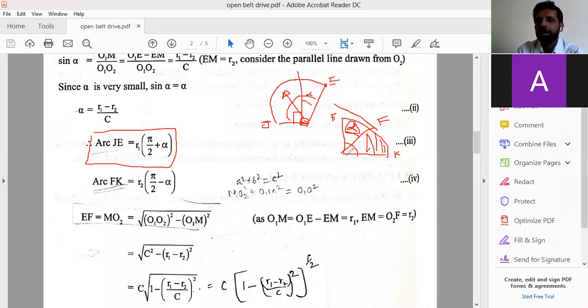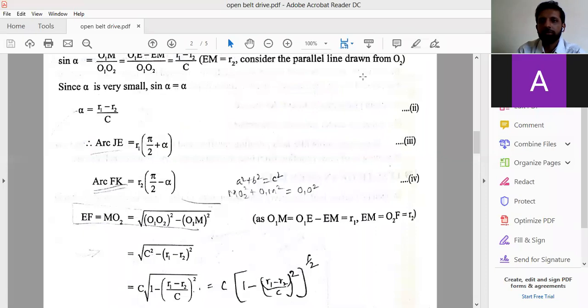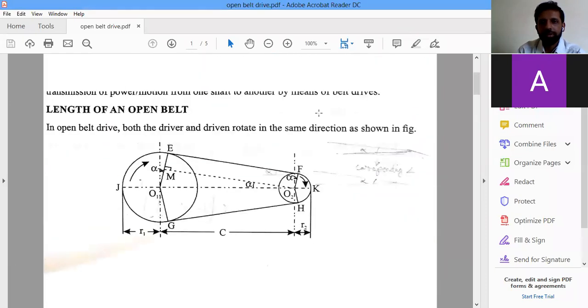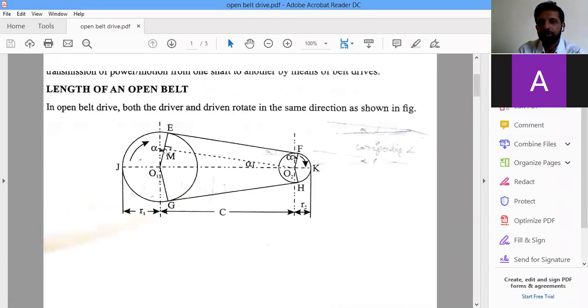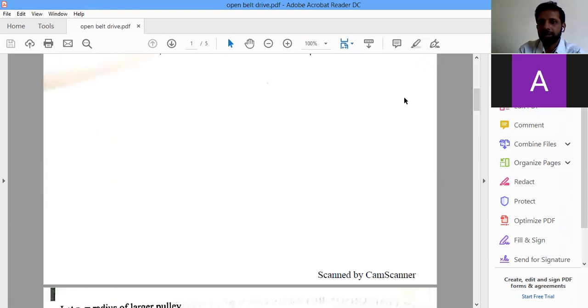Okay, so 90 minus alpha into R2, that gives arc FK. The next thing is E to F. What is this E to F? We have E to F, and how much its length is, is what we have to find out. Again here it's going to be a right angle triangle.